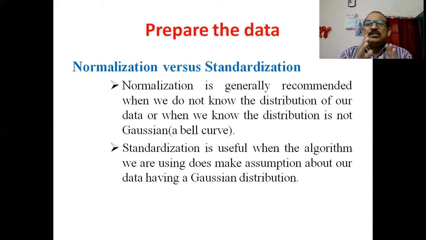The literature provides some guidelines on when to do normalization and when to do standardization. We adopt normalization when we do not know the distribution of our data, or when we know the distribution is not Gaussian, a bell curve. Standardization is useful when the machine learning method we are using makes some assumption about our data having a Gaussian distribution.